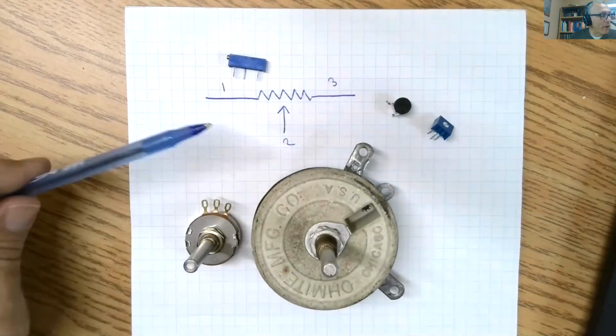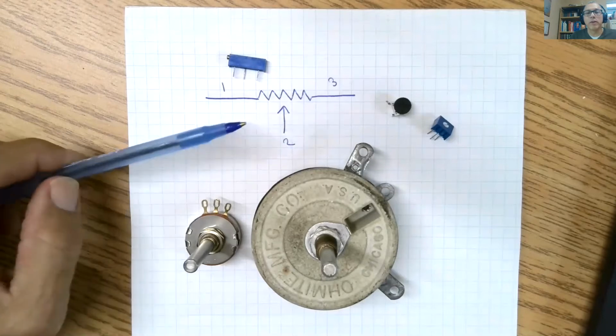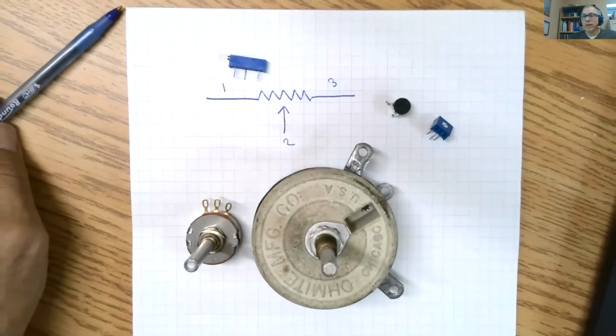Okay, and what we have here is the schematic symbol for a variable resistor. And we're going to show you more about that coming up.